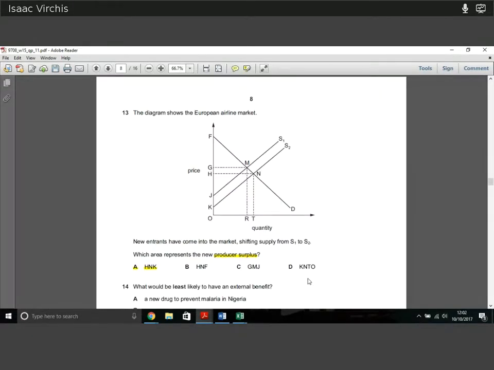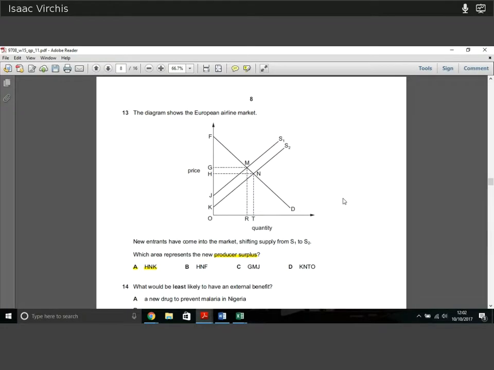Question 13 over here. So a fairly nice question about the European airline. You have a shift in supply from S1 to S2. And this is a nice question, just isolating producer surplus. So it's worth understanding on a diagram where producer surplus is, and also its definition. Producer surplus is the difference between the price that suppliers would be happy to supply the product for and the price which producers actually receive.